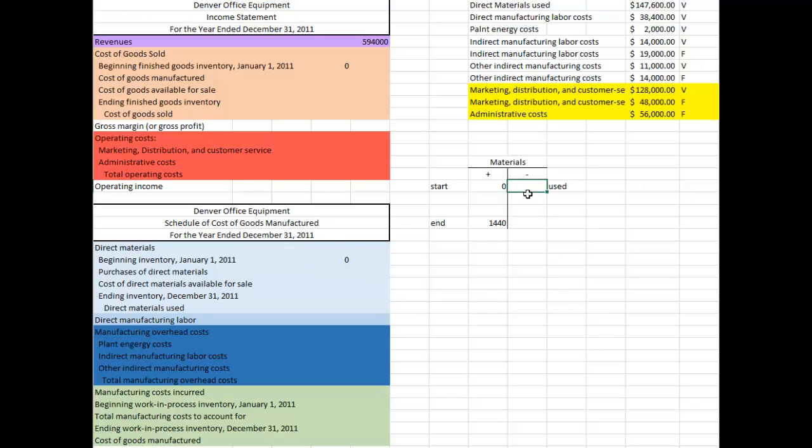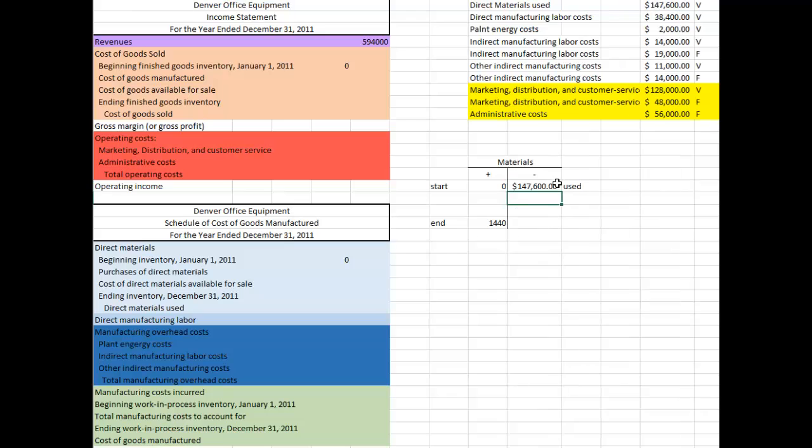And we know we used $147,600 in direct material because the problem tells us this. So mathematically it's what we start with plus what we purchased. That's what we're missing: how much did we purchase? How do we add to direct materials? Well, we buy them, right? We need to know how many we purchased, and they don't tell us this in the problem.